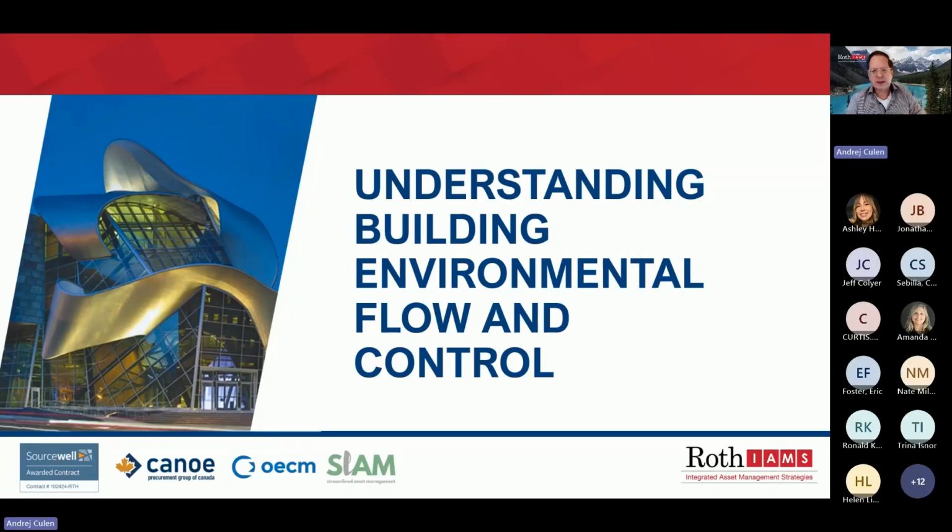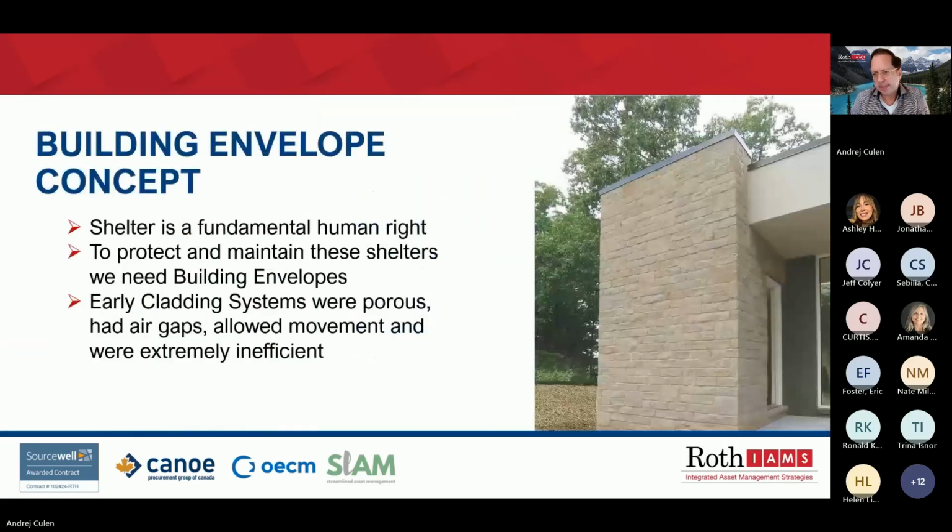So, understanding building environmental flow and control. Shelter is a basic human right. It's recognized internationally in documents like the 1948 Universal Declaration of Human Rights and the International Covenant on Economic, Social, and Cultural Rights. To protect and maintain the longevity of our shelters, we need a building envelope, which separates and protects the outside of the building from the inside.